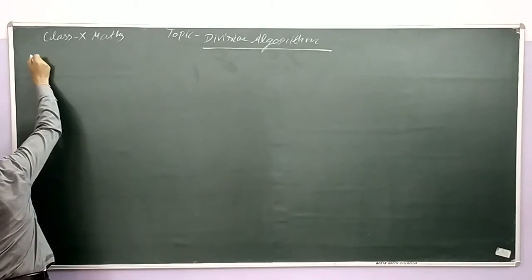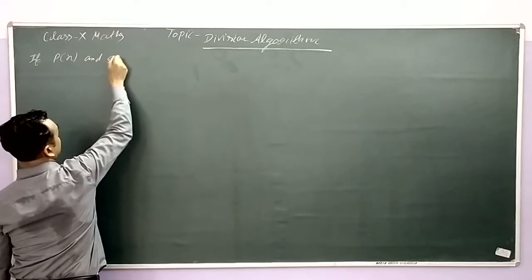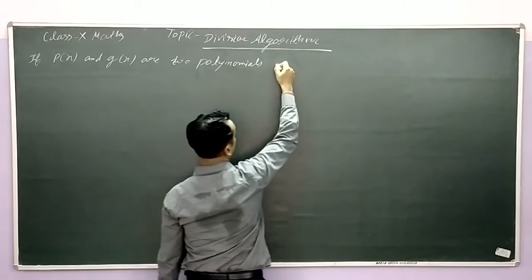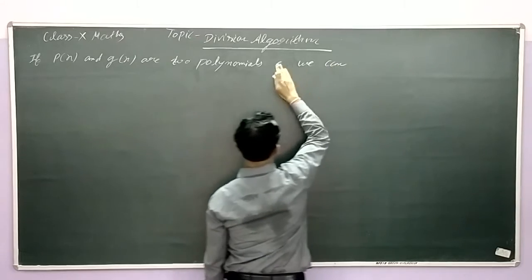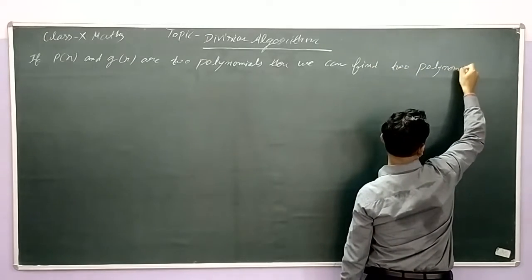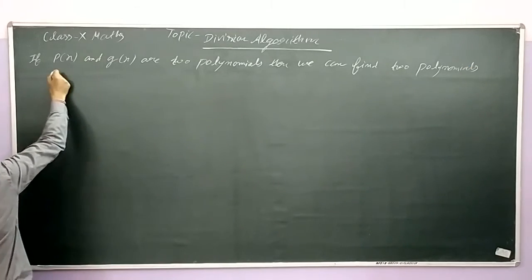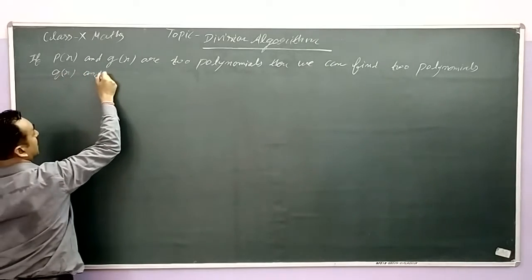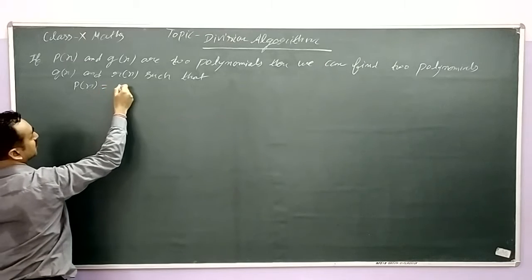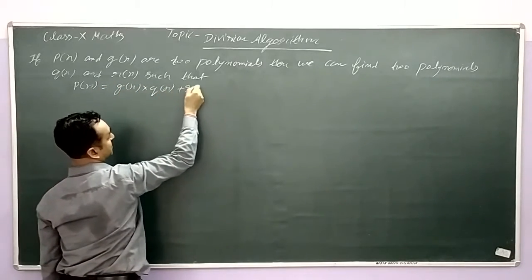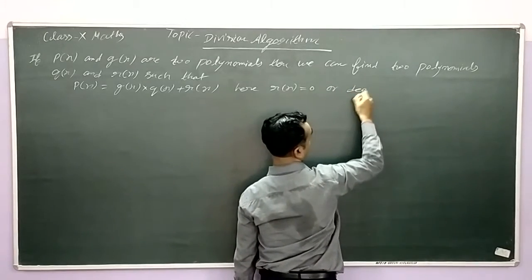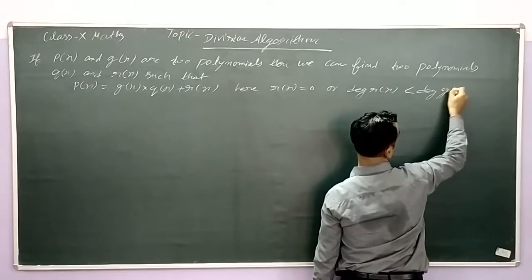So the division algorithm statement is this: if P(x) and G(x) are two polynomials, then we can find two polynomials Q(x) and R(x) such that P(x) equals G(x) multiplied by Q(x) plus R(x), and here R(x) equals 0 or degree of R(x) is less than degree of G(x).